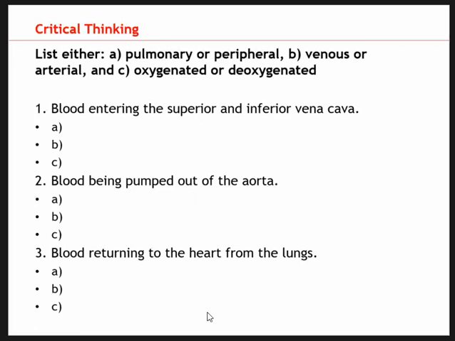Number 2, now the blood is being pumped back out of the aorta. So this is peripheral because it's going to the body. Arterial because it's moving away from the heart. And then it's oxygenated because we are trying to give our body the oxygen it needs. So peripheral, arterial, oxygenated. And then for 3, blood returning to the heart, but now coming from the lungs. So this is pulmonary because it involves the lungs. It's also venous because it's moving away from the lungs to the heart. And then it's oxygenated because we just went through gas exchange.